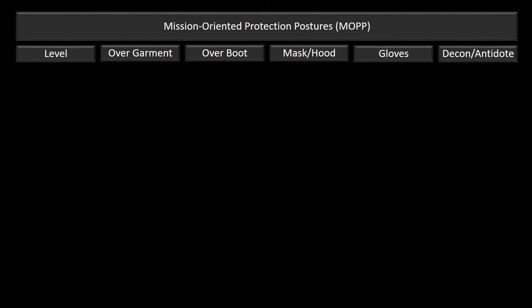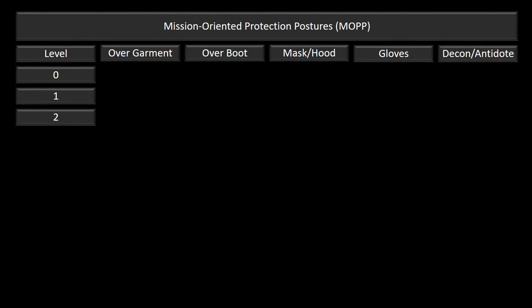Like we mentioned on the previous slide, we have levels to mission-oriented protective posture. We've got MOP levels, starting with 0, then level 1, 2, 3, and 4. What these levels correspond to is how much of our PPE we are wearing. The higher we go up in level, the more of this PPE we are going to wear.